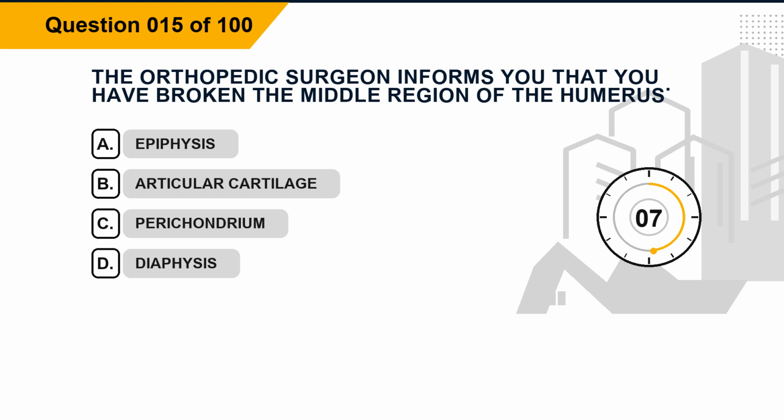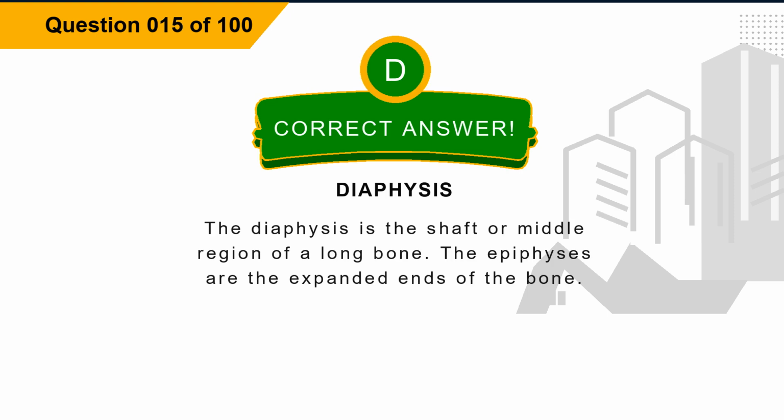Option A, epiphysis. Option B, articular cartilage. Option C, perichondrium. Option D, diaphysis. The correct answer is option D, diaphysis. Explanation. The diaphysis is the shaft or middle region of a long bone. The epiphyses are the expanded ends of the bone.